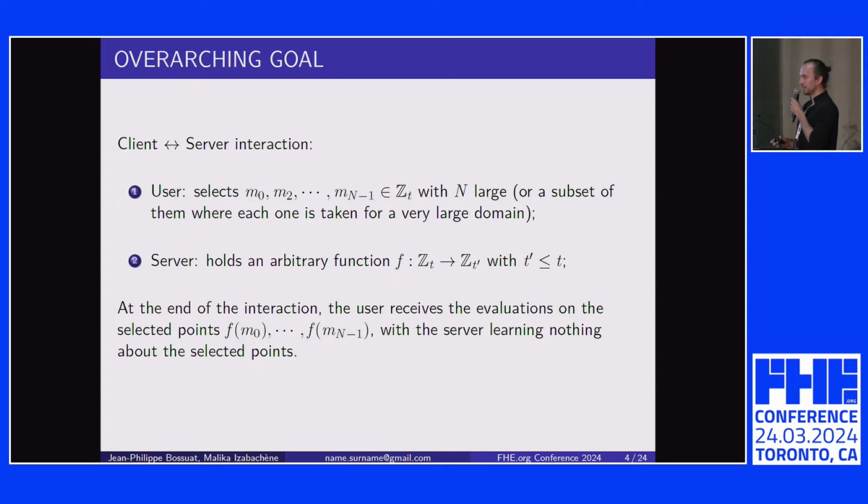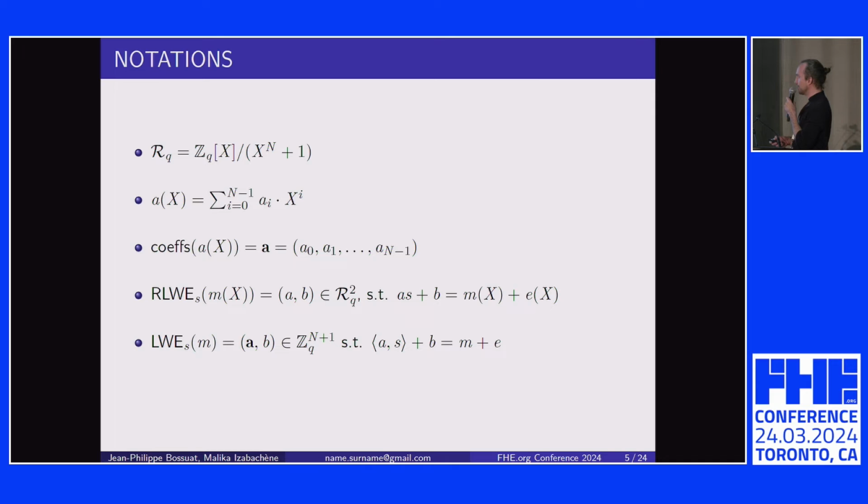The premise is that we have a client-server interaction, and the user has a set of private points on which he would like the server to evaluate a private function. And then he retrieves the points by learning the values of the evaluation of this function, but the server learns nothing about the points. So this can be used, for example, like we saw before, to compute a secret score, but also to do heat maps also.